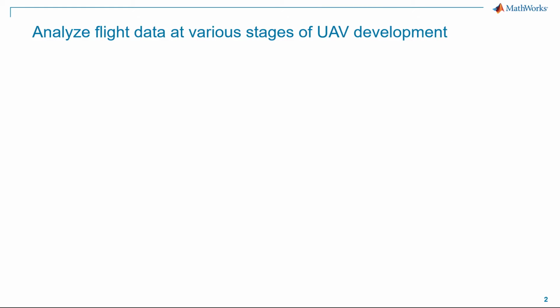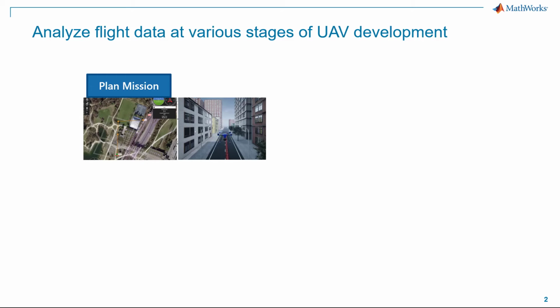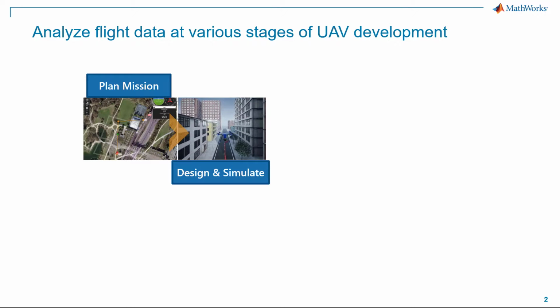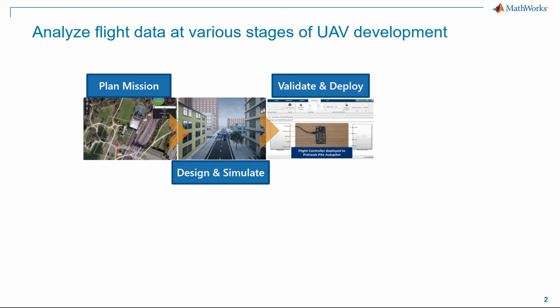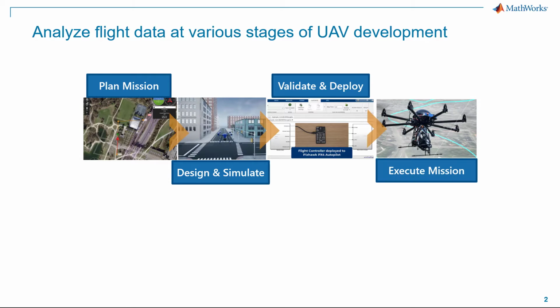The development workflow for UAVs includes a lot of stages. We start with planning a mission, providing the mission waypoints to a simulator, where we have the plant model and flight controller with some visualizations to perform closed-loop simulations. After evaluating in simulation, we deploy models to a hardware target and test with hardware-in-the-loop simulations. And finally, we perform test flights and execute the mission with the UAV hardware.